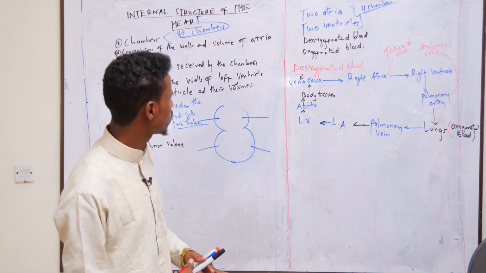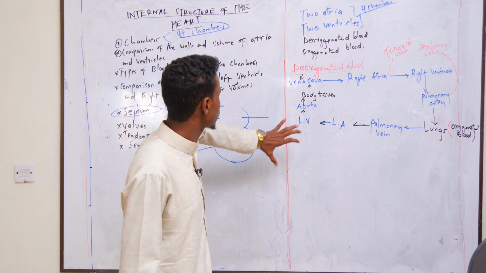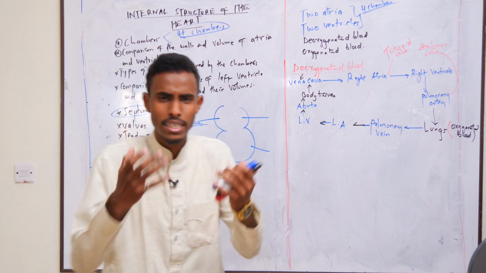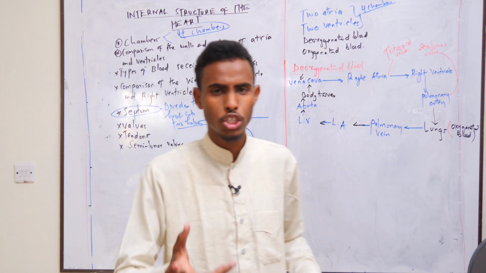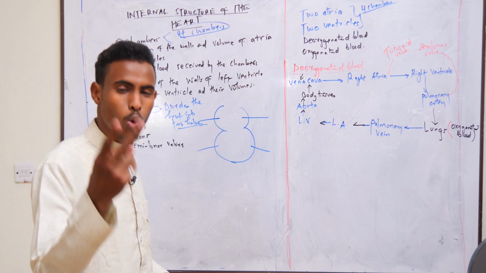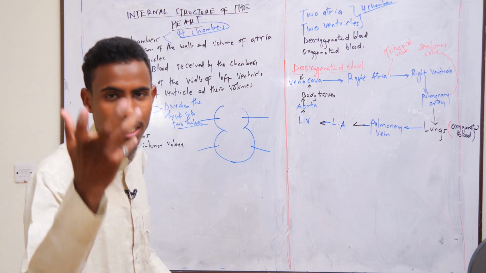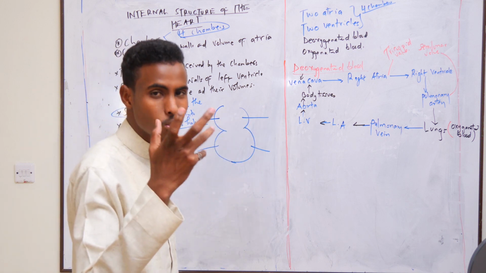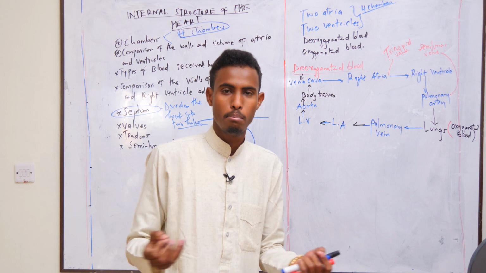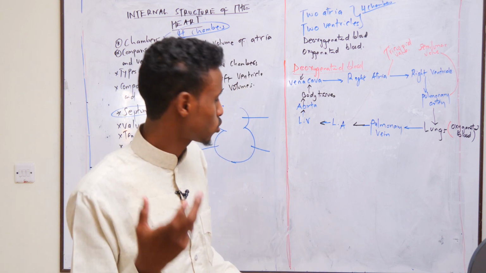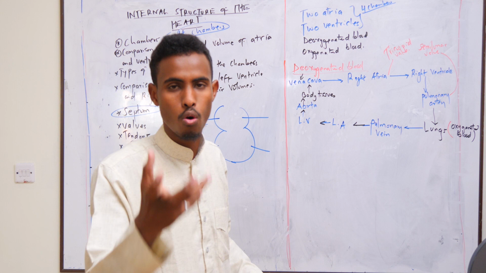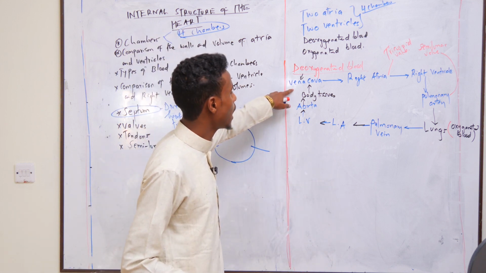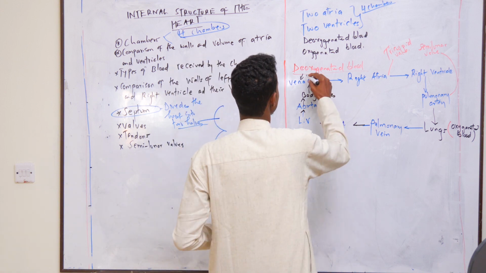And this, class, is what we call the double circulatory system. What is a double circulatory system? It is a circulation where blood passes twice through the heart for every complete circulation. Now let's look. From vena cava up to pulmonary artery, this is circulation 1.